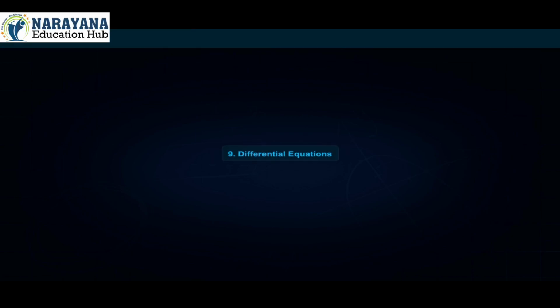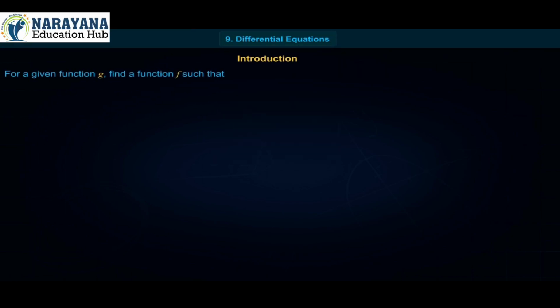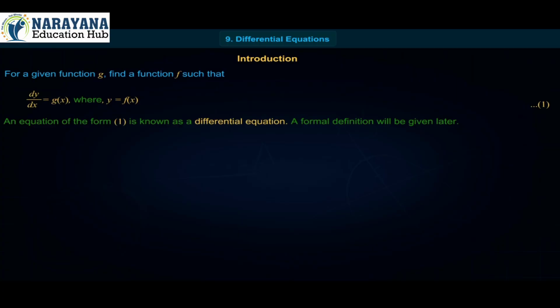Chapter 9: Differential Equations. Introduction. For a given function g, find a function f such that dy/dx = g(x), where y = f(x). Equation 1. An equation of the form 1 is known as a differential equation. A formal definition will be given later.